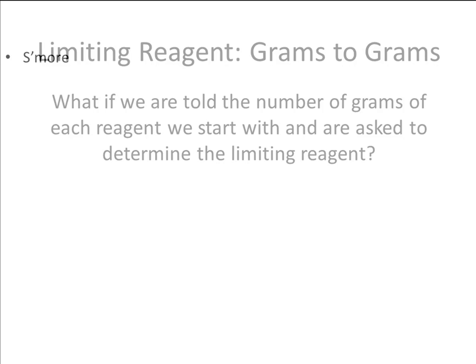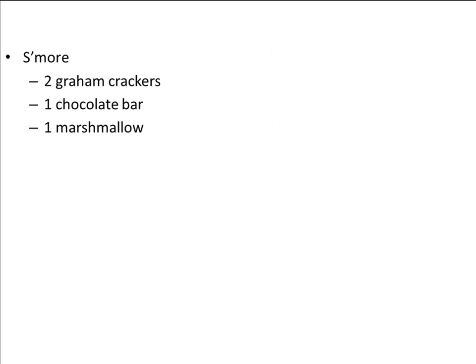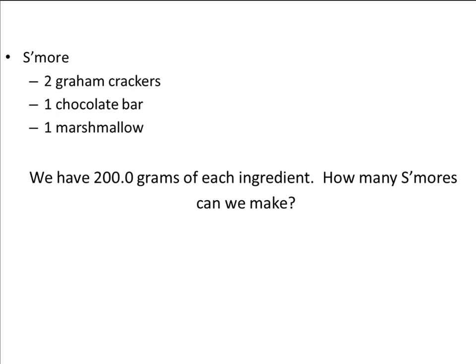Let's go back to our s'mores analogy. To make a s'more, one must have 2 graham crackers, 1 chocolate bar, and 1 marshmallow. We are told that we have 200 grams of each ingredient. How many s'mores can we make?